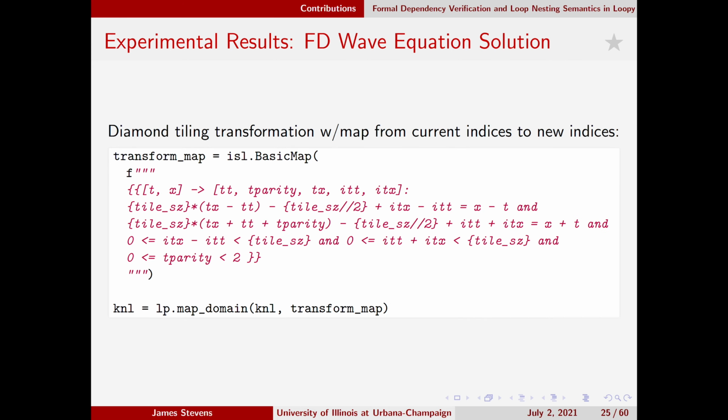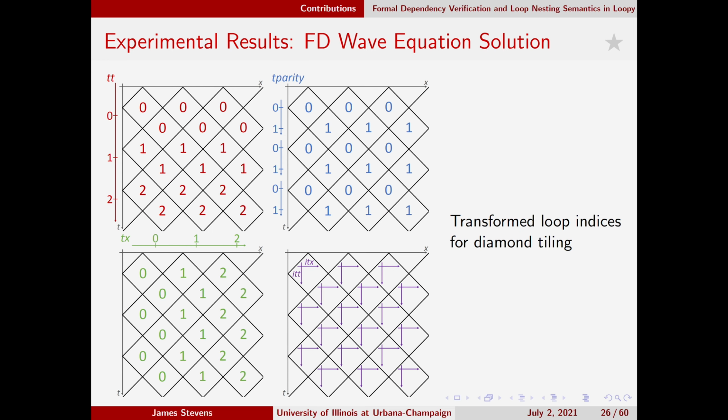Then, to apply the diamond tiling strategy, we create a mapping from our original loop indices T and X to 5 new loop indices, and then apply the map domain transformation. I realize it's not obvious what happens to the indices in this mapping, so here is a visualization.